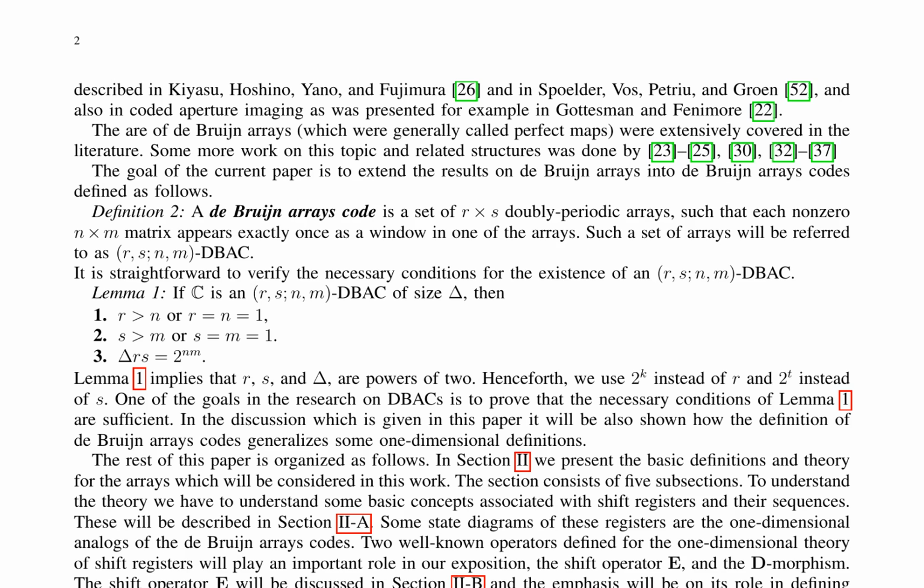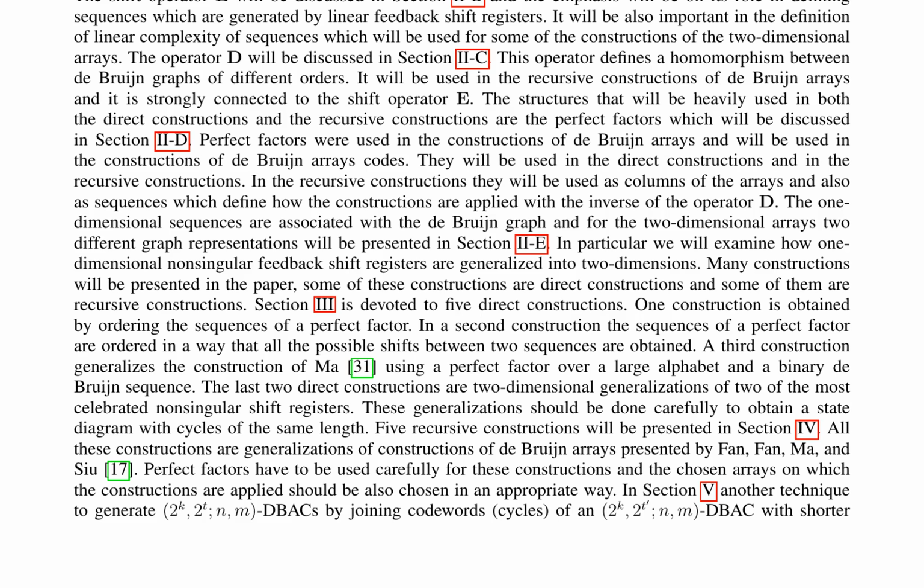The paper is organized into sections, with section 2 presenting the basic definitions and theory for the arrays. This section covers shift registers, the shift operator E, the dimorphism, perfect factors, and graph representations. The shift operator E is essential in defining the linear complexity of sequences used in the constructions of two-dimensional arrays. The dimorphism defines a homomorphism between de Bruijn graphs of different orders and is used in the recursive constructions of de Bruijn arrays. Perfect factors are structures used in both direct and recursive constructions of de Bruijn arrays and codes.